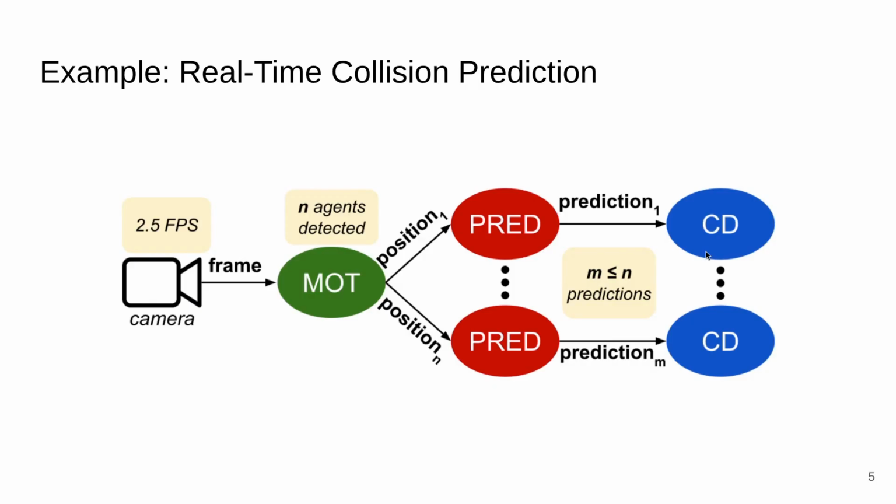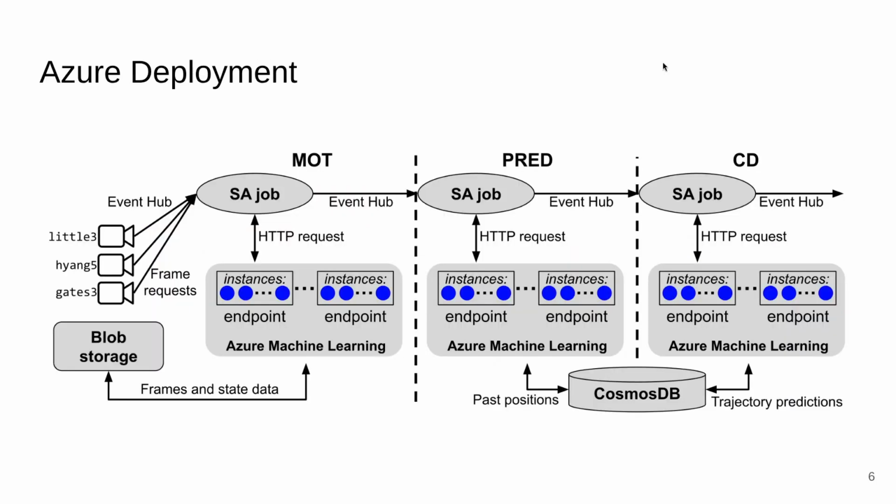This example application, to see what happens, we took it and deployed it on Azure using standard technologies there, like Azure Machine Learning. We have several different endpoints with multiple instances to scale, and we also used Event Hub to send data between these different steps of our pipeline, and Cosmos DB for storing intermediate data, and so on. I'm not going to go into much detail because of time constraints.